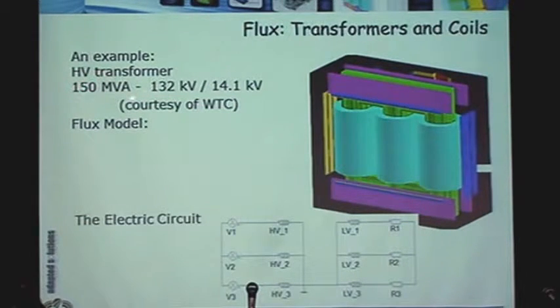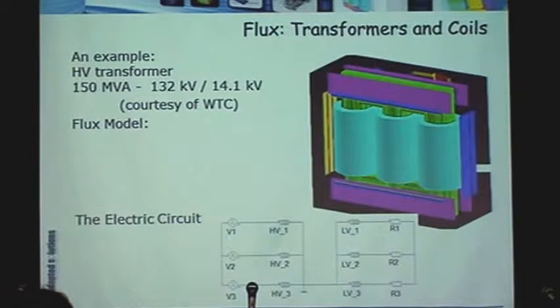Yes. 150 MVA transformer, 132 kV, 14.1 kV. This is the flux model. So here we can see a few features. The clamps, we have actually some other type of ferrous parts on the side. These are shunts, maybe, on the side to try to mitigate the flux leakage into the tank and try to limit the losses inside the tank. So those shunts would be there.